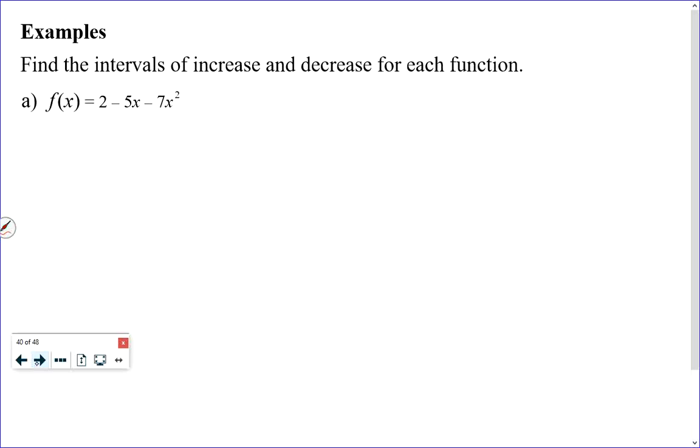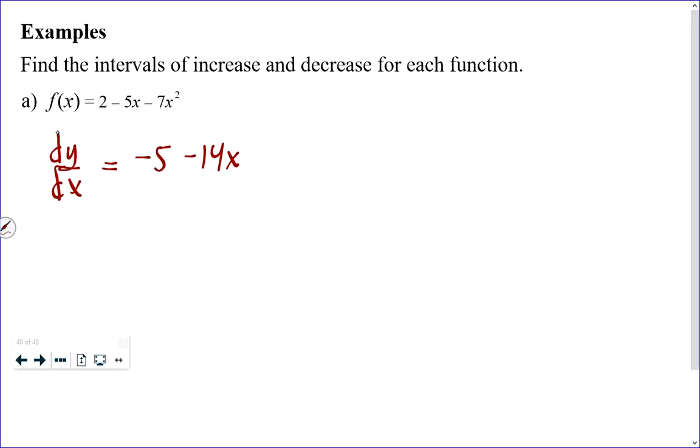So the first step, think of this logically. If you want to find out where a function is increasing, then you need to know where the derivative is positive. So you have to find the derivative. Couldn't get much easier than this. I'm going to switch to the dy dx notation. dy dx equals negative 5 minus 14x.